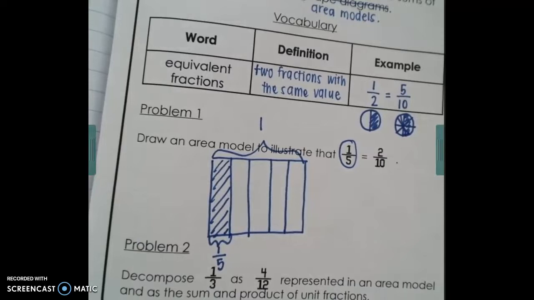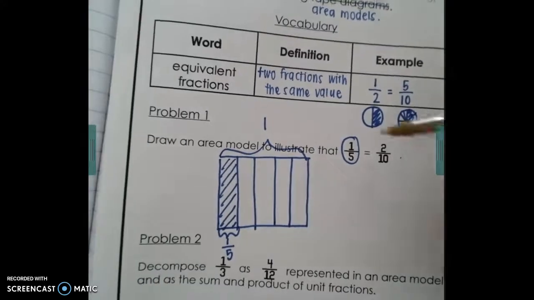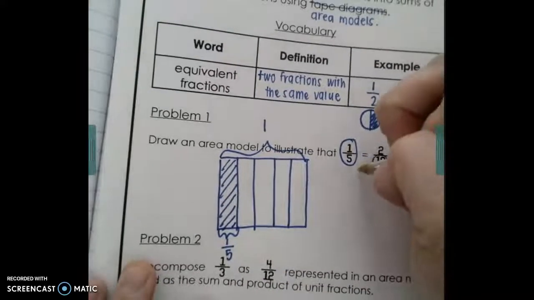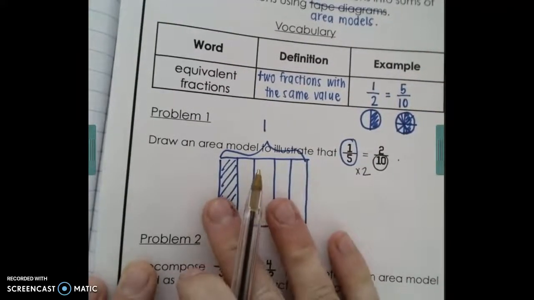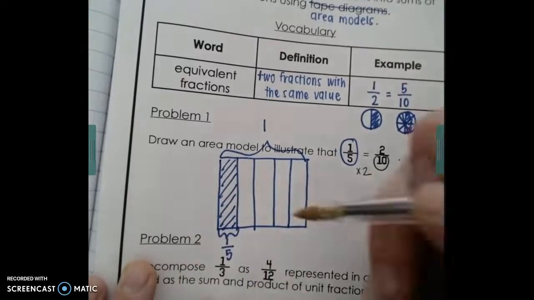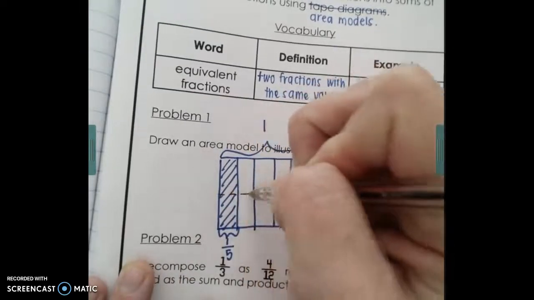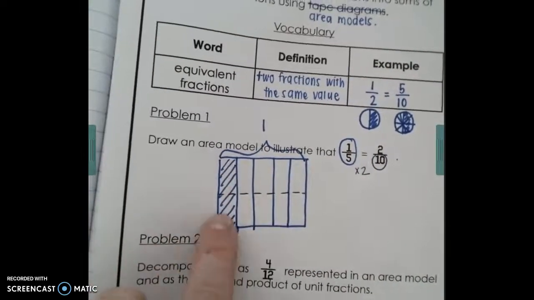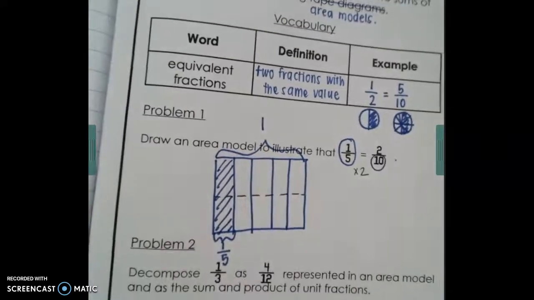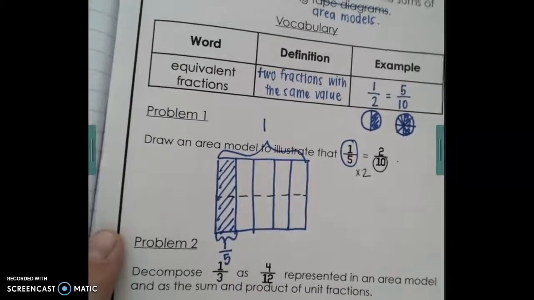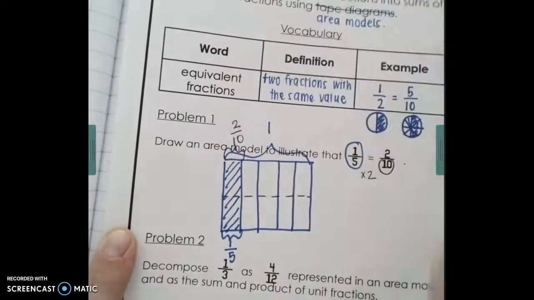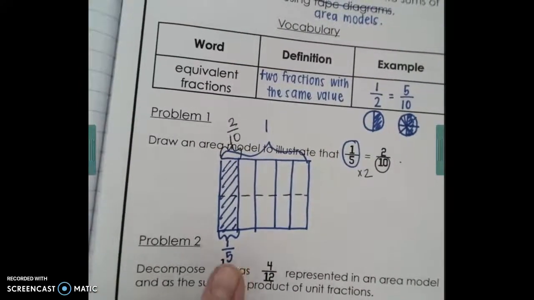Now to show 2/10, I know that when I go to 5/10 that I'm timesing by 2, I'm doubling it. So what I can do is I'm going to take my picture and I'm just going to divide it in half going this way. So instead of 5 pieces, I've cut it in half, so now I have my 10 pieces. And when I do that, I get 2/10 pieces, which is the same thing as 1/5.